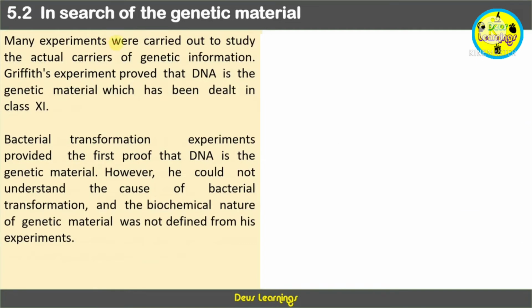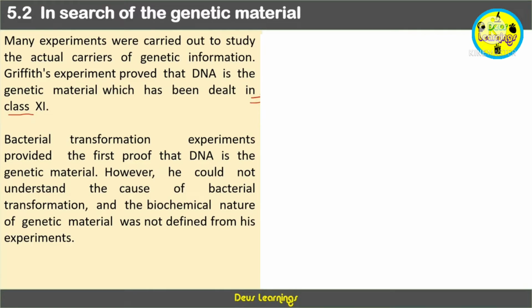So let's talk about experiments. Many experiments were carried out to study the actual carrier of genetic information. The Griffith experiment proved that DNA is the genetic material, which has been dealt with in class 11. You have already studied it in class 11, but we still need it, so I'm just refreshing what you studied already.